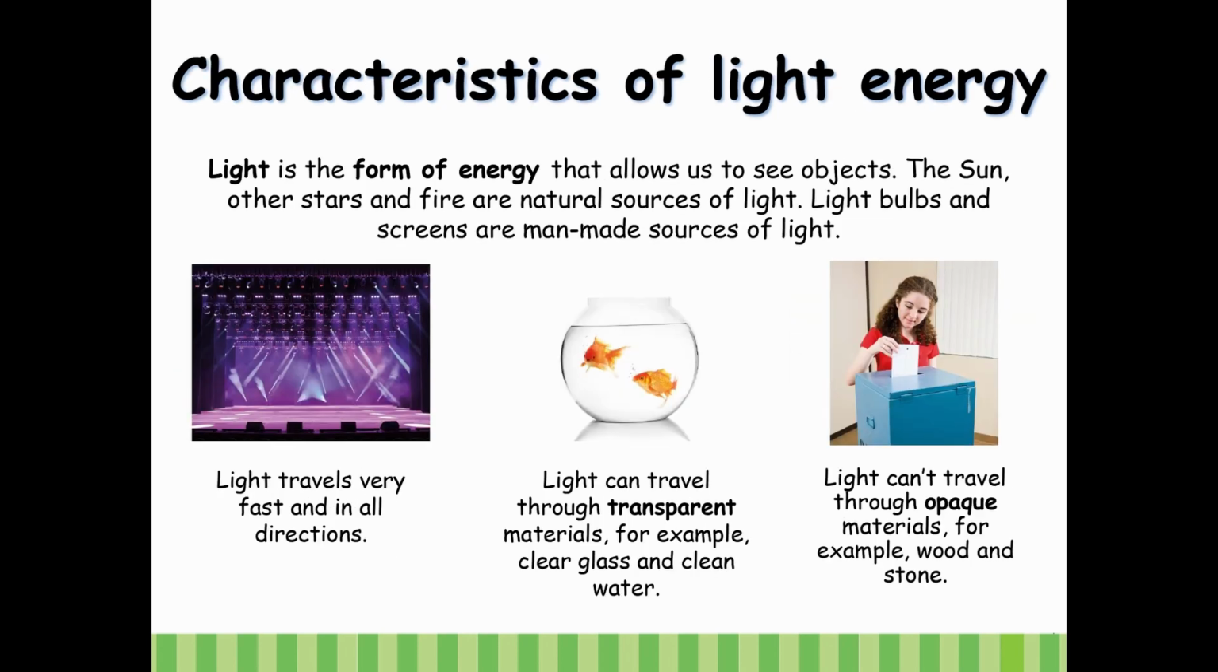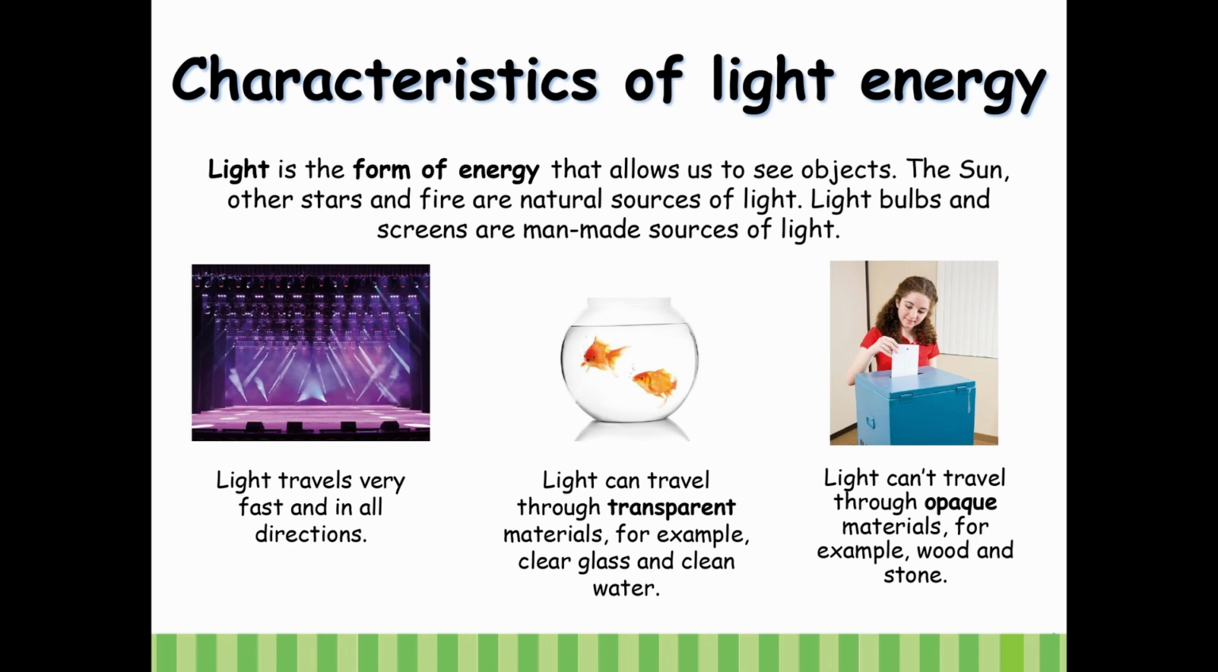Characteristics of light energy. Light is the form of energy that allows us to see objects. The sun, other stars, and fire are natural sources of light. Light bulbs and screens are man-made sources of light. Light travels very fast and in all directions. Light can travel through transparent materials. For example, clear glass and clean water.